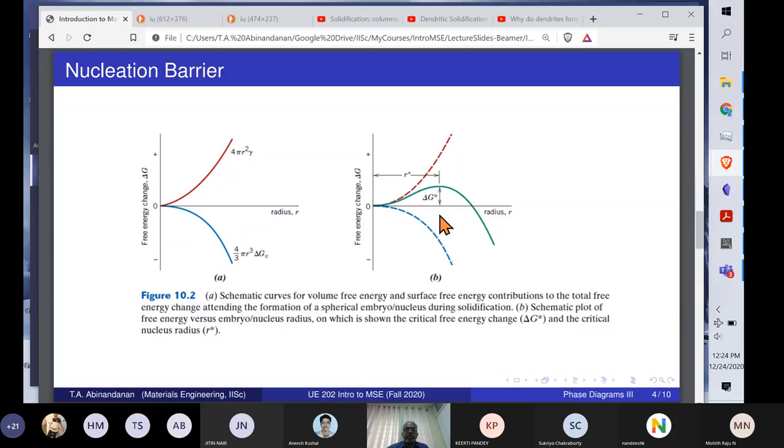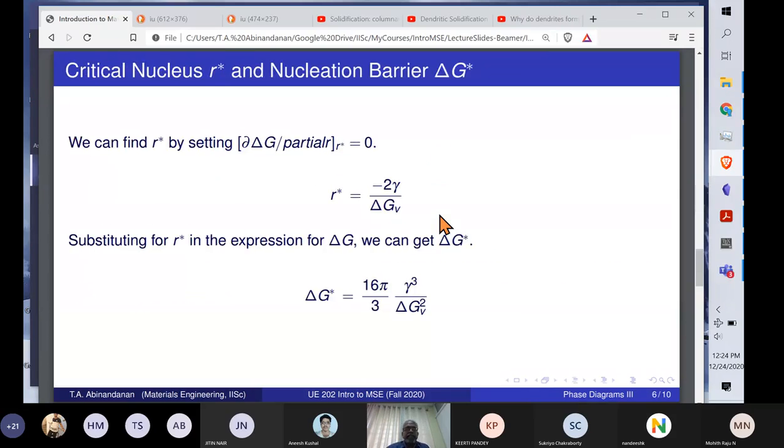So you can compute delta G star quite readily. Anyway, we can find first r star by setting the first derivative of delta G with respect to r at the value of r star to 0. And so this is the expression that you get. This, of course, is geometry dependent. We have assumed a spherical shape for the clump of solid. And substituting this value back in the expression for delta G, you get this expression for delta G star.